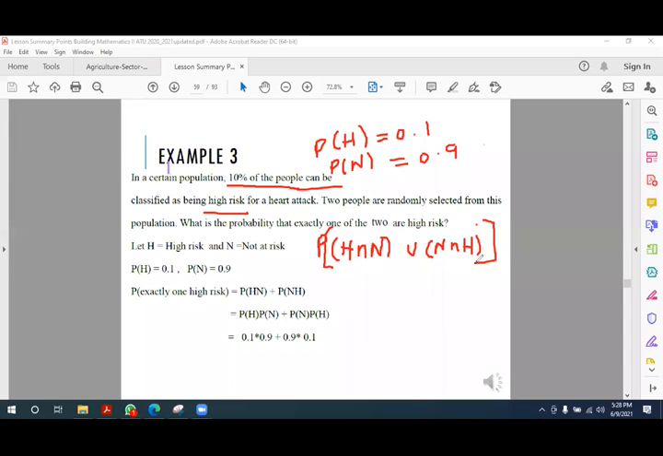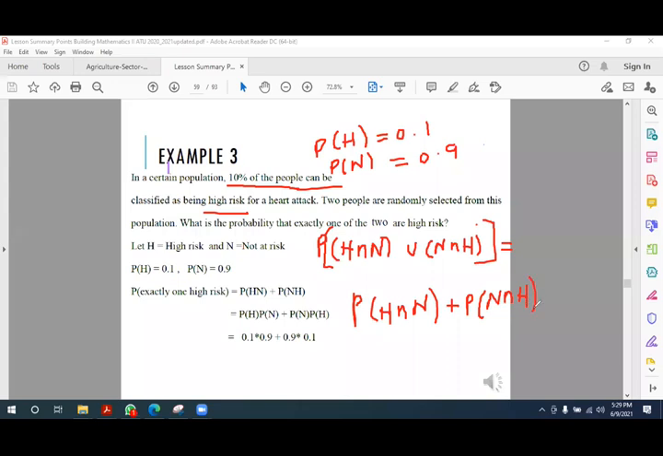So now it means we've combined both addition and multiplication. In our formula, first, we have to know that H and then N, and N and H, are mutually exclusive. So per the addition rule, this will be P of the first event is H intersection N, plus, we are using the addition rule now, so plus N intersection H.